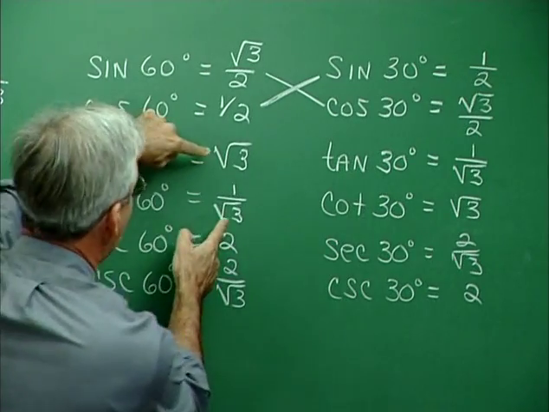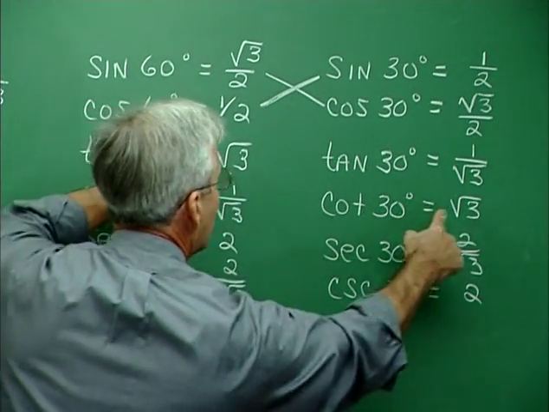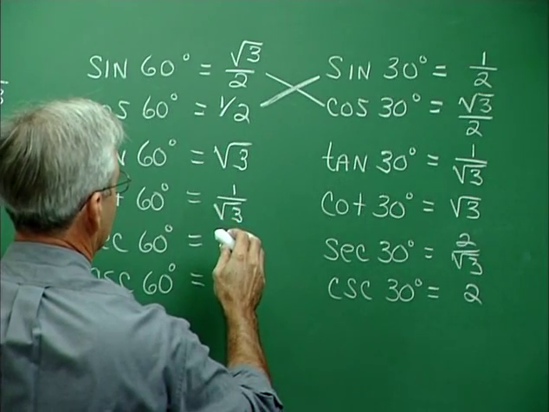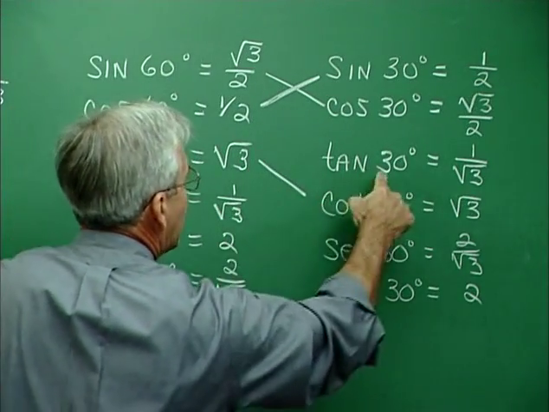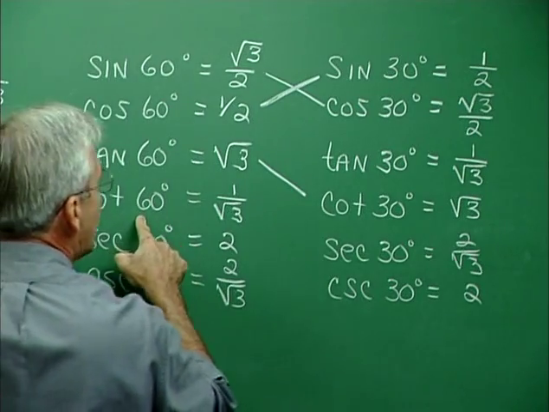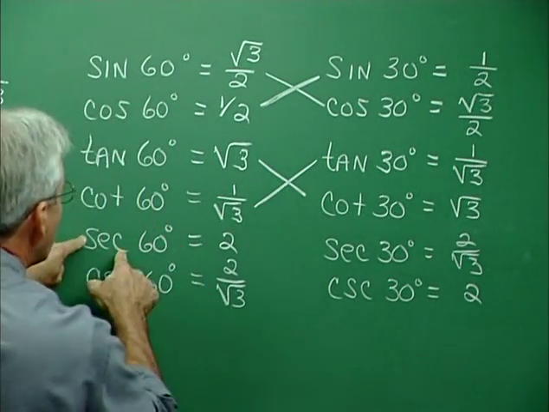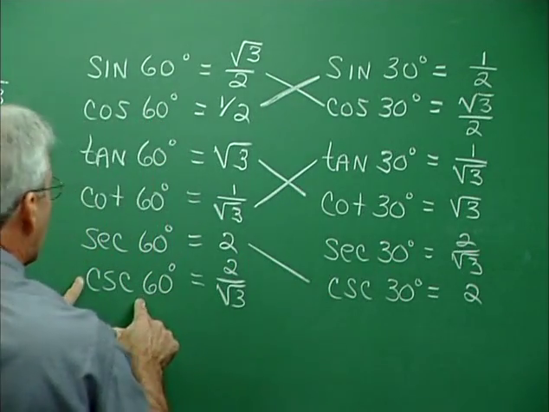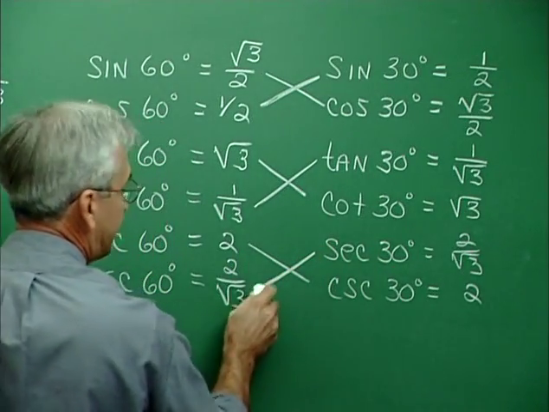Wow, and then look at this level. The square root of 3, the square root of 3, same. Tangent 30, cotangent 60, same. Secant 60, cosecant 30, same. Secant 30, cosecant 60, same.